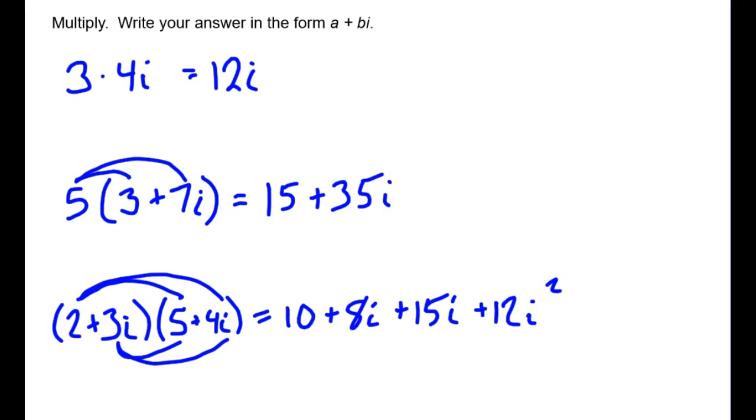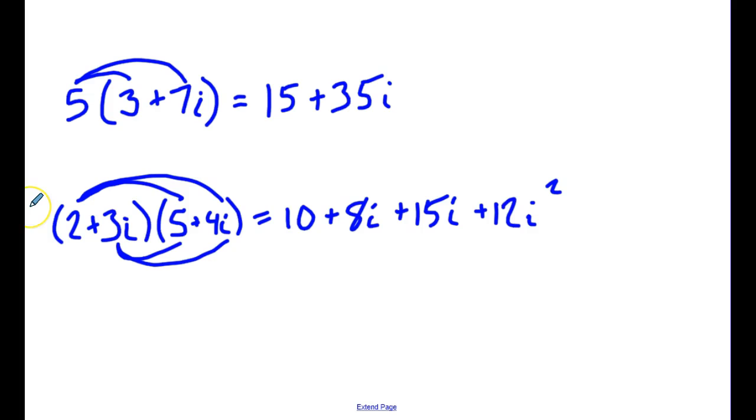We can do some simplifying, combining like terms. This is going to be equal to 10 plus 8i and 15i are like terms. We can combine the coefficients. 8 plus 15, 23i.